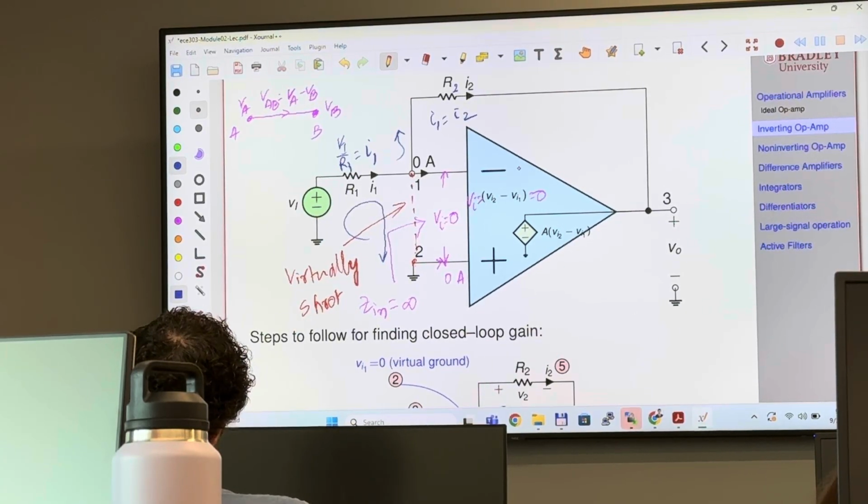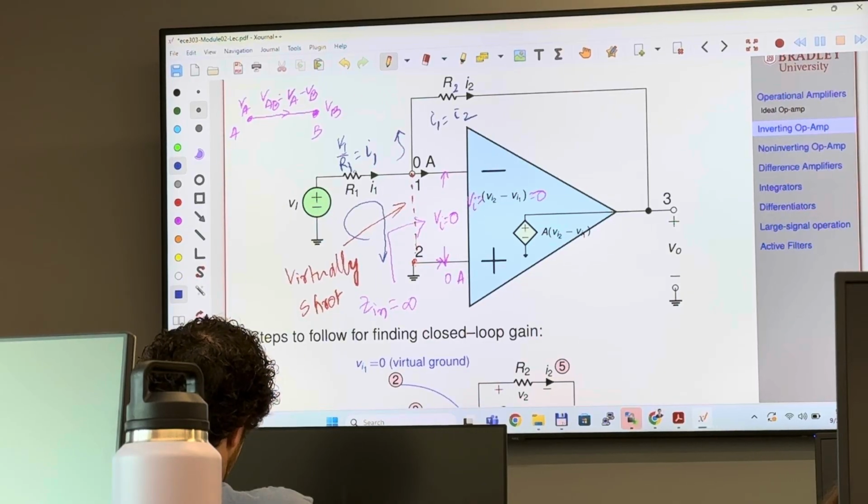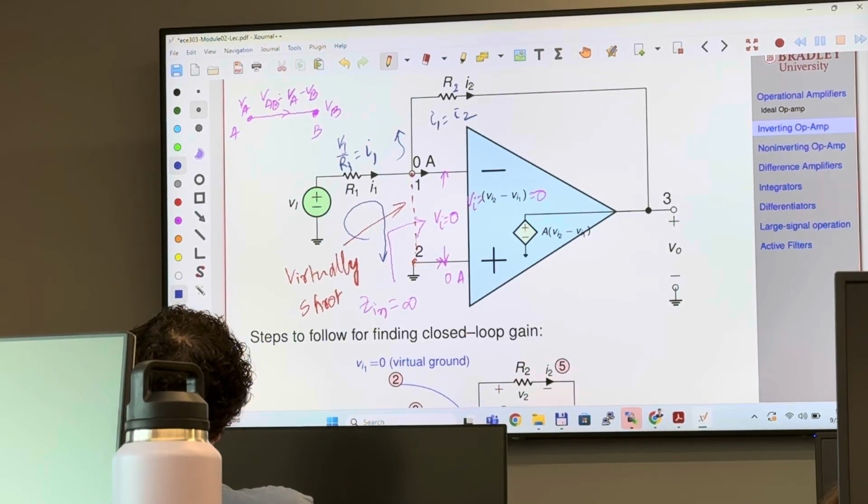So that's how op-amp works. Ideally, these two terminals, you can just think of this as a piece of wire, virtually ground, and no current will flow through these two terminals. So therefore, all current flowing through R1 will be flowing through R2. Okay, so I1 is simply I2.